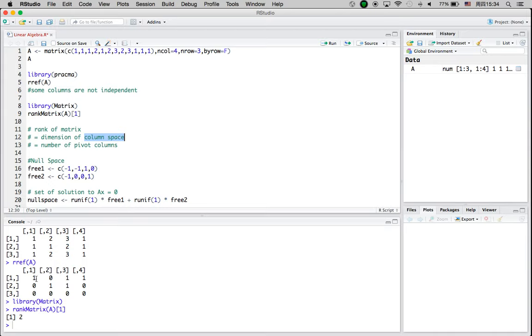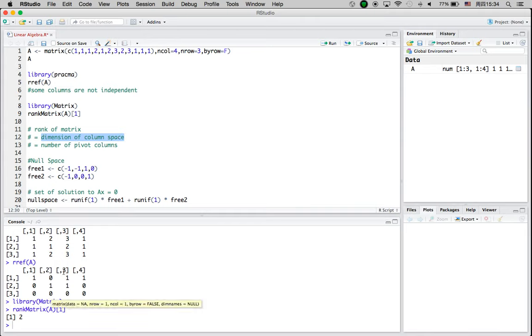And the two linearly independent columns are the first 2 columns here, so the column space for this matrix is spanned by the 1st and the 2nd column. So the dimension of the column space is 2 here.